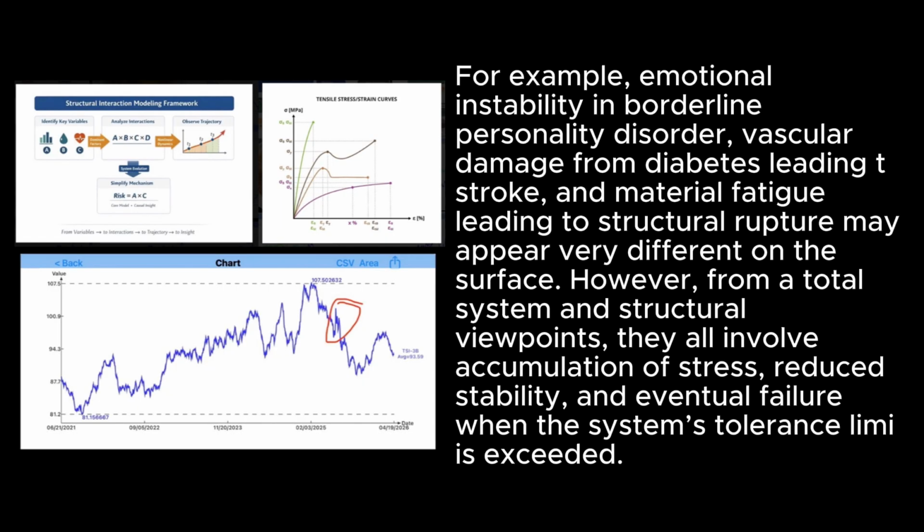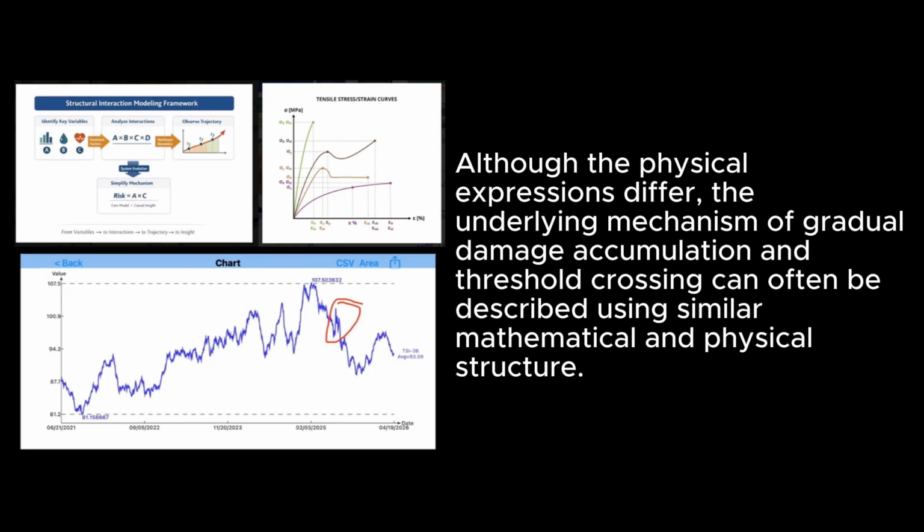For example, emotional instability and borderline personality disorder, vascular damage from diabetes leading to stroke, and material fatigue leading to structural rupture may appear very different on the surface. However, from a total system and structural viewpoint, they all involve accumulation of stress, reduced stability, and eventual failure when the system's tolerance limit is exceeded. Although the physical expressions differ, the underlying mechanism of gradual damage accumulation and threshold crossing can often be described using similar mathematical and physical structure.